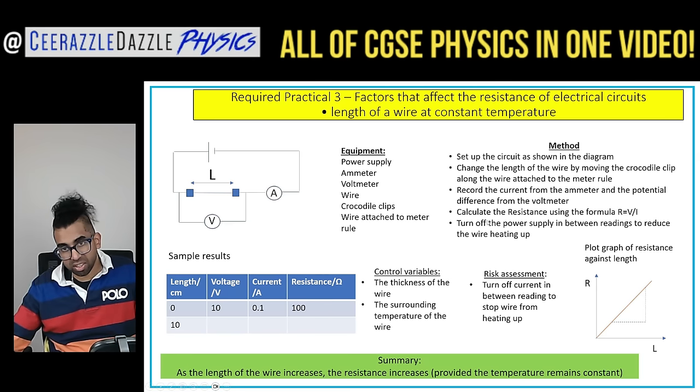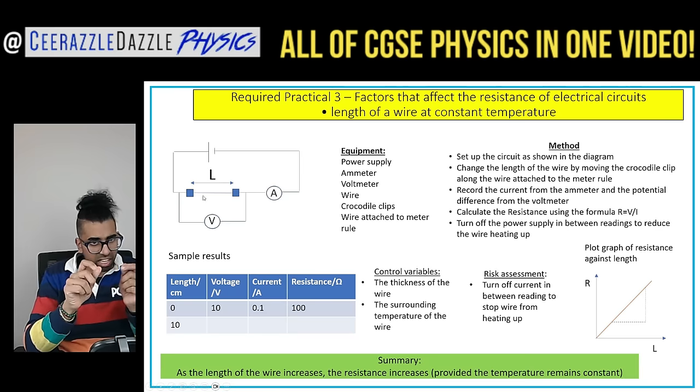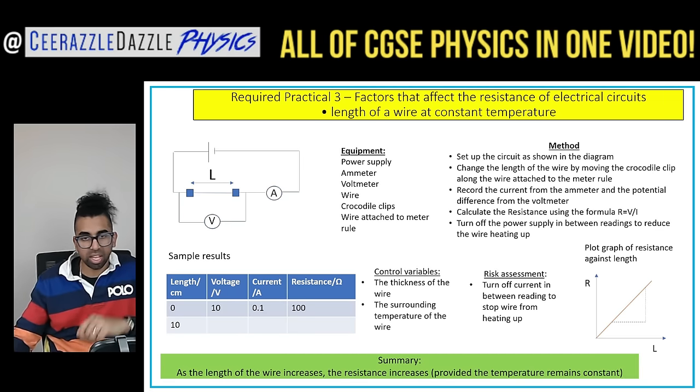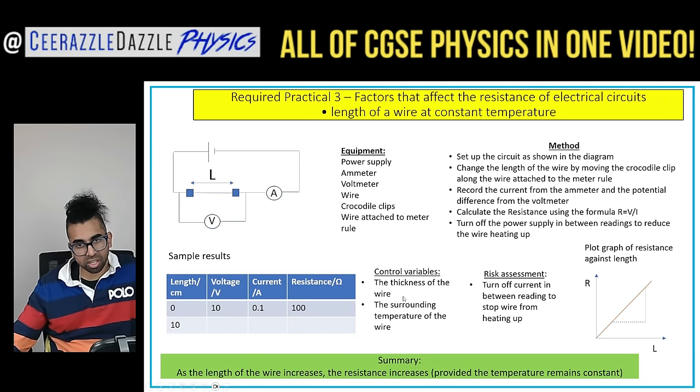Don't forget, you can measure the length because the wire is stuck on the meter rule. The control variables are the thickness of the wire, so you have to keep the thickness of the wire the same, and you keep the surrounding temperature the same as well. For the risk assessment, turn off the current in between the readings to stop the wire from heating up.